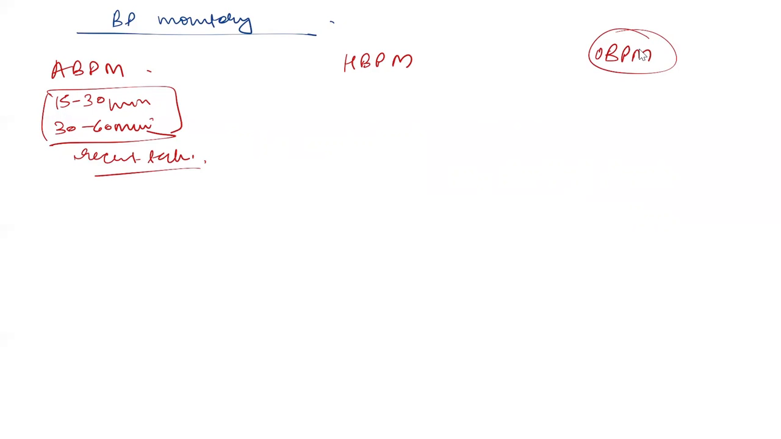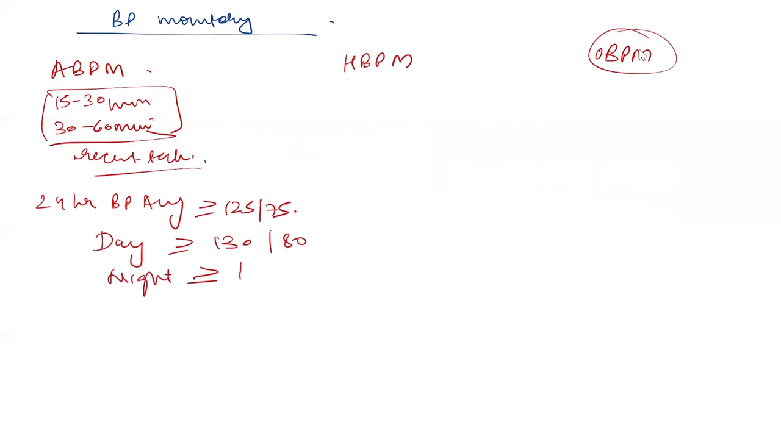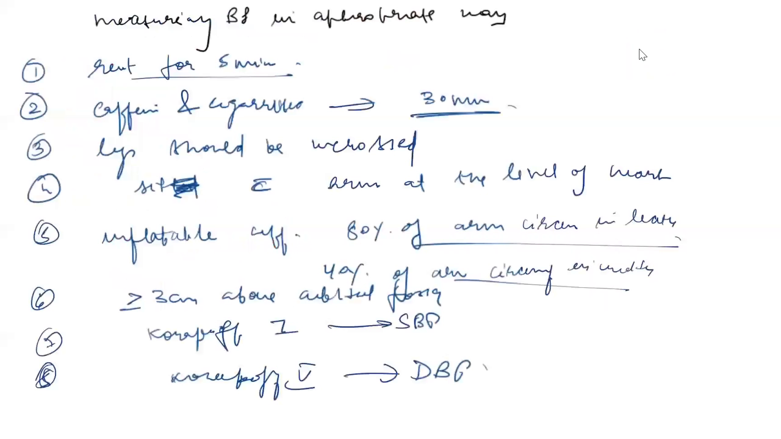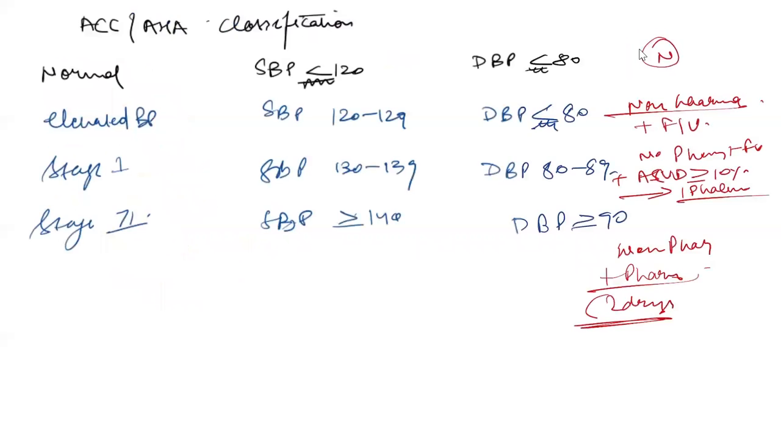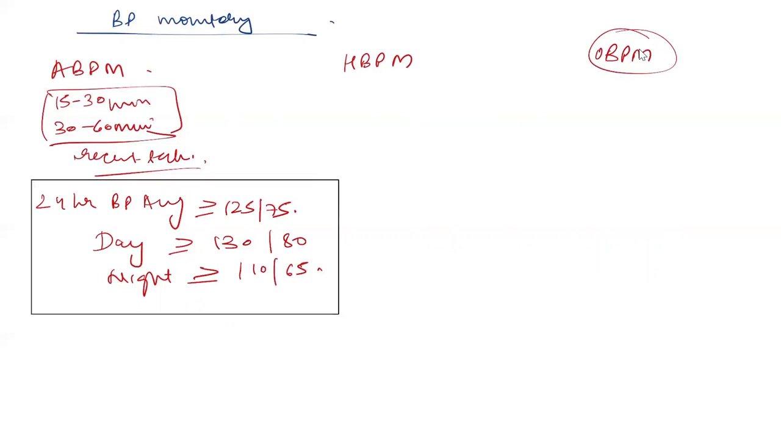And the cutoff for hypertension in ambulatory BP monitoring is if the 24-hour BP average comes out to be more than 125/75, or the daytime average comes out to be more than 130/80, or the nighttime average comes out to be more than 110/65. Then we can call the patient hypertensive. So the criteria we have discussed earlier is for office BP monitoring only. For ambulatory, we'll use this criteria.